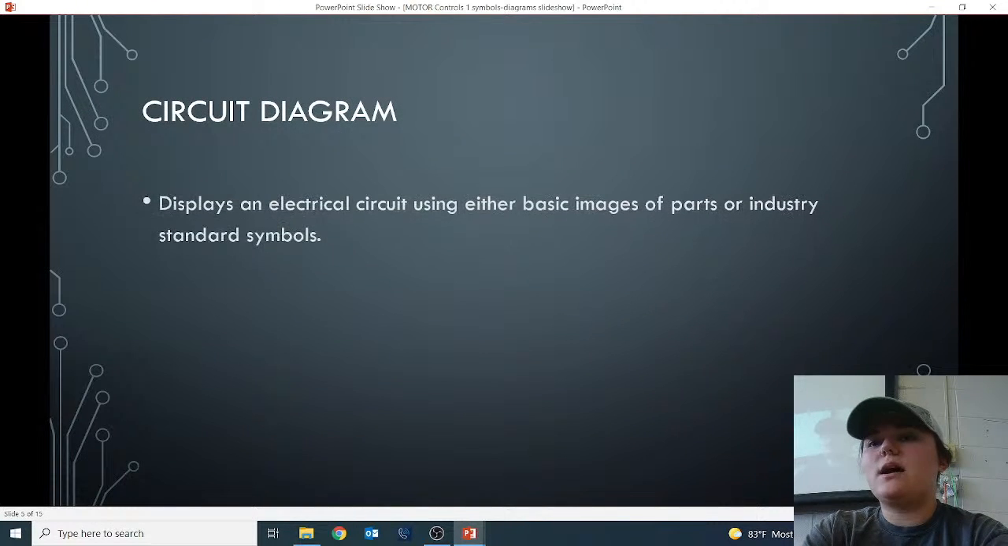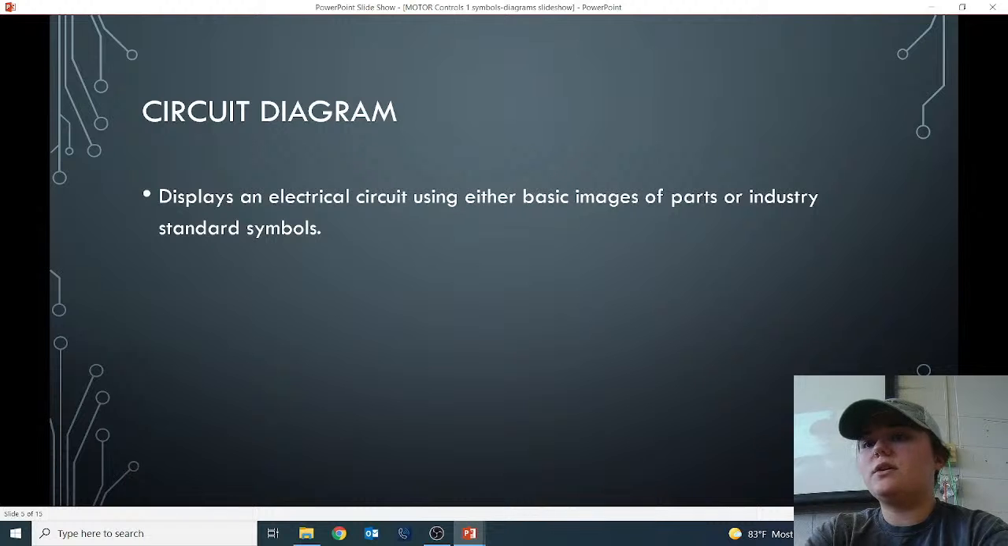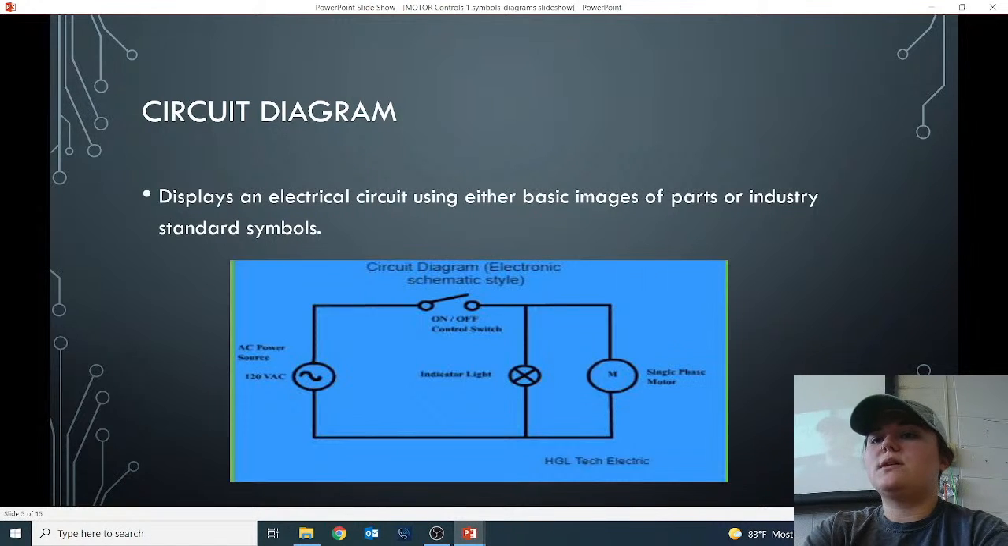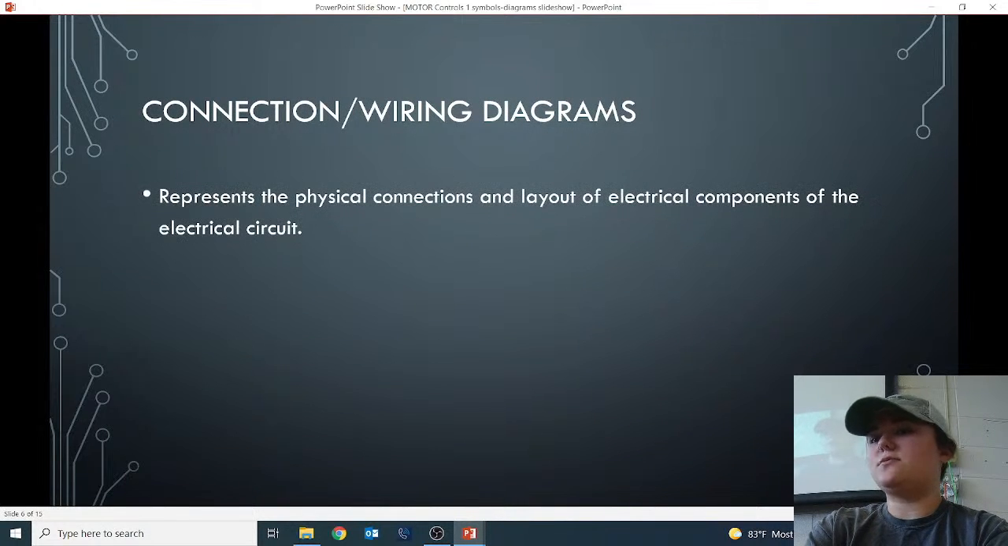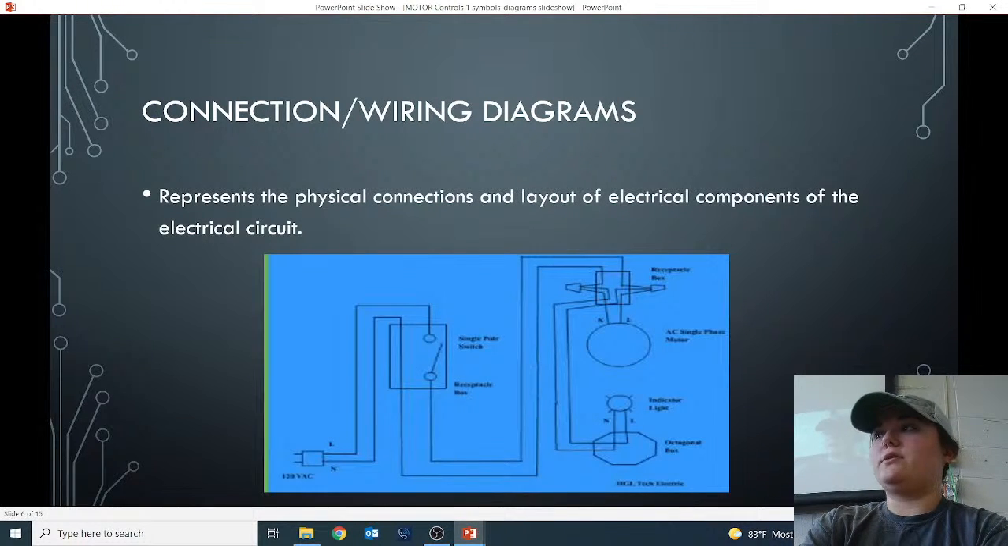All right, a circuit diagram displays an electrical circuit using either basic images of parts or industry standard symbols. Now this is where you start getting a little bit deeper. You have your switch. There's your indicator light, and when that circuit closes in, you have your 120 volt power source, and then your motor is going to come on. You see how that's all happening there? Okay. So connection and wiring diagrams represent the physical connections and layout of electrical components of the electrical circuit. Now that's where you start getting into this is how you need to wire this up.